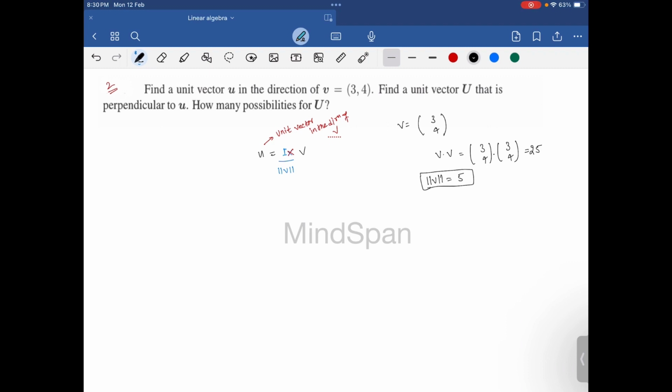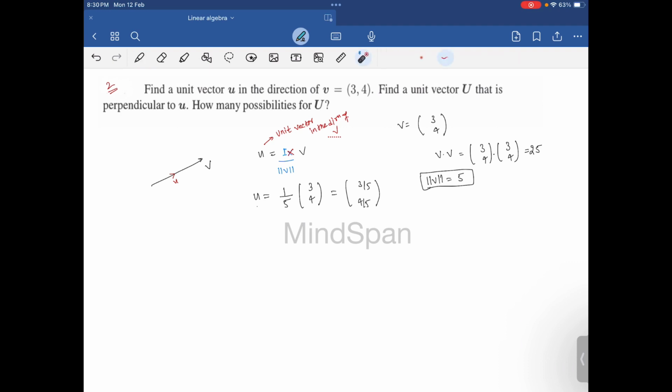right? So what will be this vector u? So vector u होगा आपका simply 1 divided by 5 times v, और v क्या है? 3, 4. So this is vector u. You can say that it is 3 divided by 5 and 4 divided by 5. So this is vector u, that is a unit vector, and this vector u is in the direction of this vector v. So if it is vector v, then this will be vector u, right?